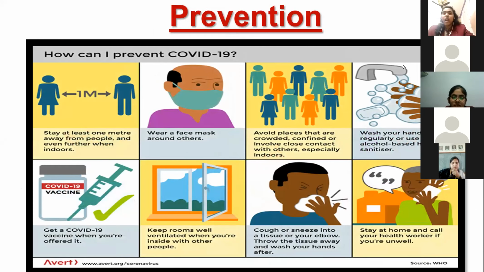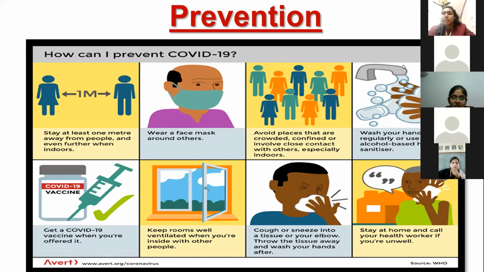Prevention. How could I prevent COVID-19? The most important thing we should know. First is social distancing. We should stay at least 1 meter away from the people and even further when indoors. We should wear a mask. Avoid places that are crowded.